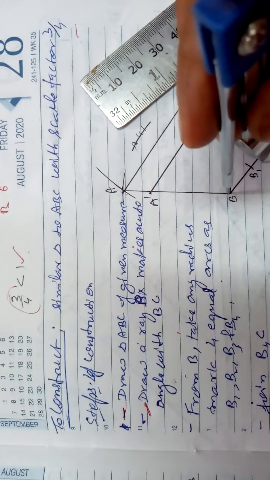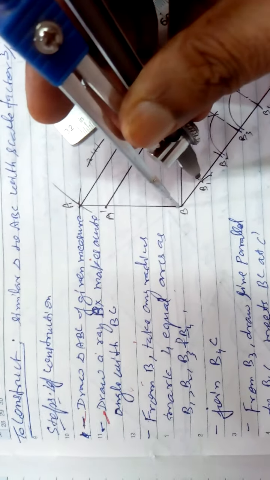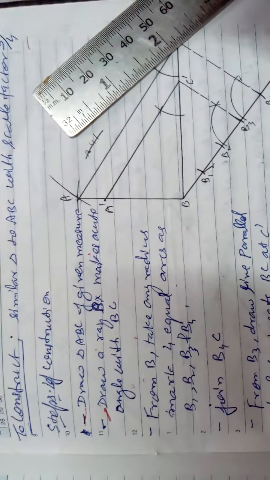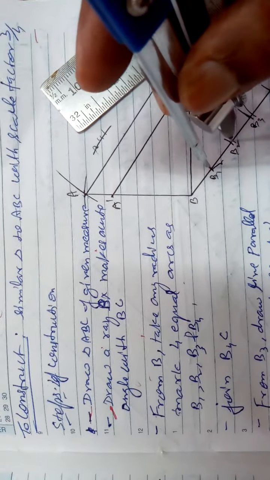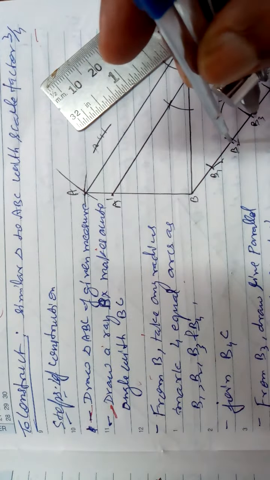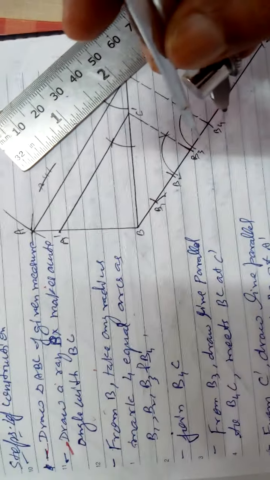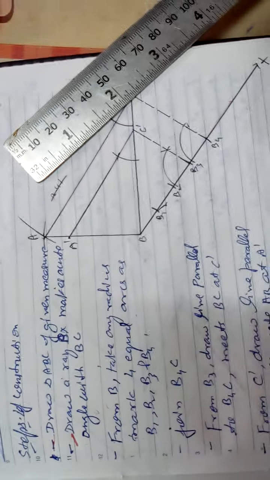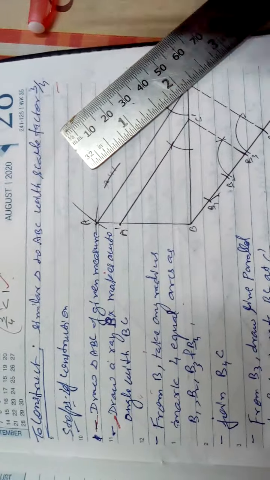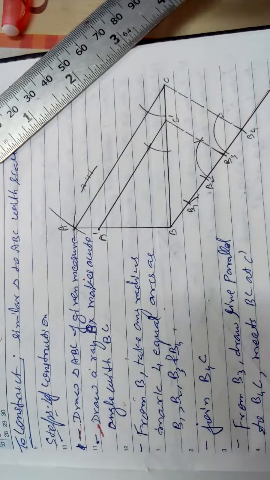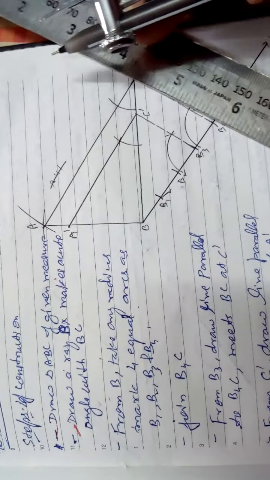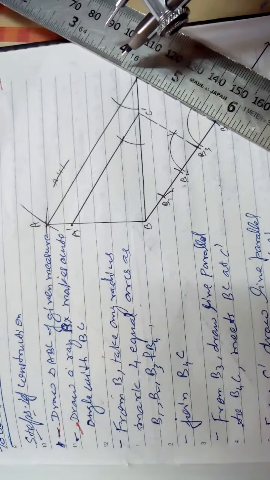Next step. After drawing BX, what is your step? First you take any radius. Keep in your mind that it must not be very far. So B1, then from B1, B2, then from B2, B3, then from B3, B4. 4 arcs we have got. Now, what is the denominator? 4 is the denominator. You join B4 with C, with a scale. Now I have joined B4C.